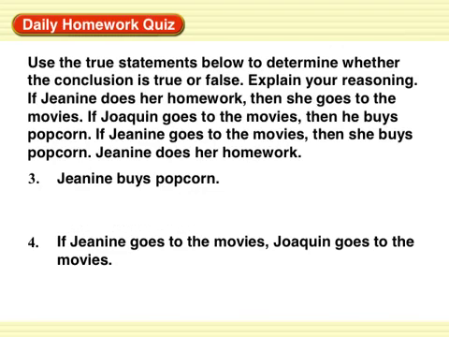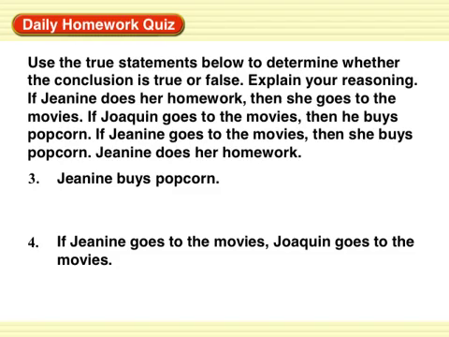Last few. This is the last slide. Use the true statements below to determine whether the conclusion is true or false. Explain your reasoning. If Janine does her homework, then she goes to the movies. If Joaquin goes to the movies, then he buys popcorn. If Janine goes to the movies, then she buys popcorn. Janine does her homework. Goodness, that's a lot of stuff. If Janine does her homework, then she goes to the movies. I'm skipping Joaquin. If Janine goes to the movies, then she buys popcorn.